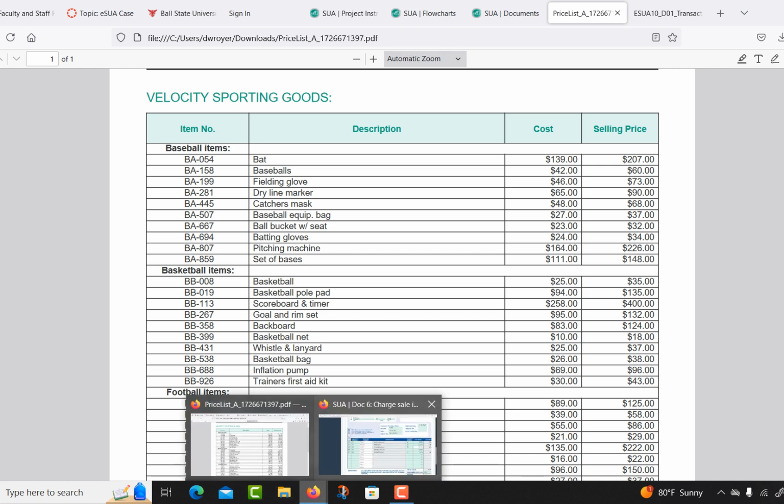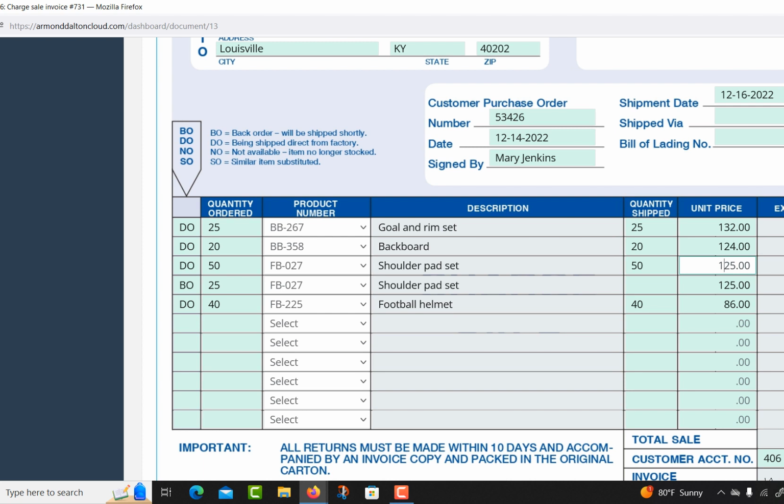Now, when you fill it in, you're going to put the quantity ordered, the product number, and in this column, it's going to be whether it was directly shipped, DO, or back ordered, which is BO right there. So we're going to list everything that they ordered on this form, but we're only going to invoice them for the things that they could actually receive in our shipment.